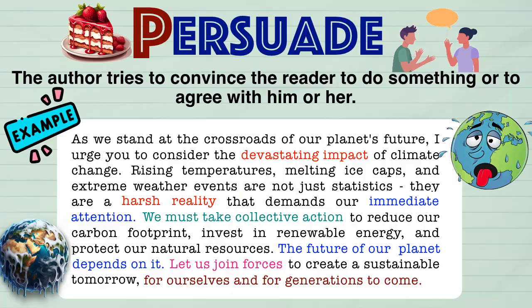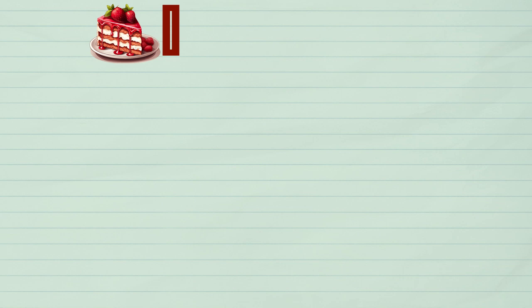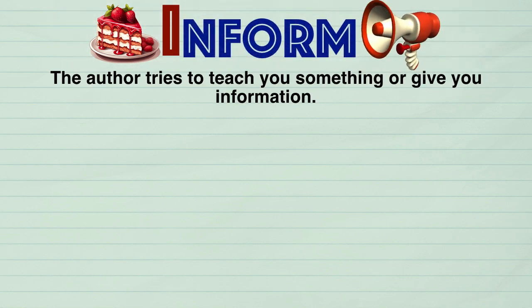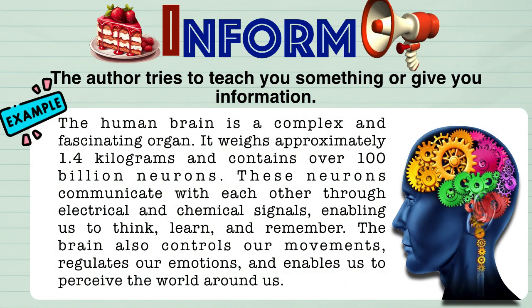Let's move on to the second slice of pie, I, which stands for inform. When an author informs, they are trying to teach you something, share knowledge, or provide information. The goal is to educate or enlighten the reader rather than persuade or entertain. Here is an example passage.